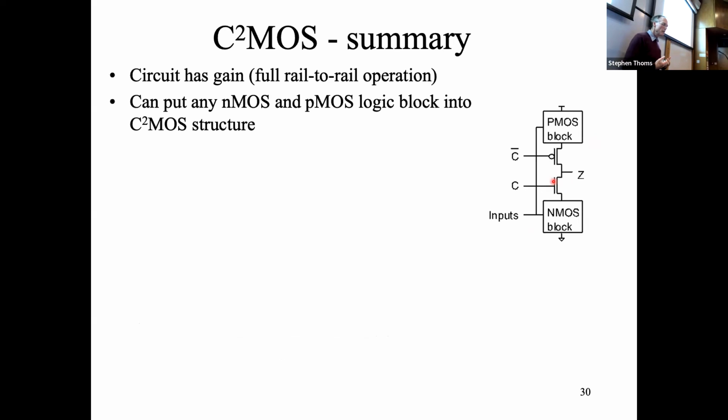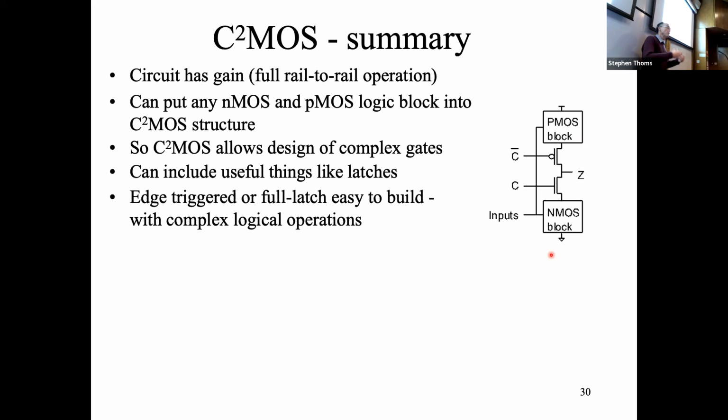Okay, so in summary, the C-squared MOS has the advantages of CMOS. It's full rail-to-rail operation. It's got gain. You can put any NMOS or PMOS block here and here. So it doesn't need to be just an inverter. Okay, you could use it for a NAND gate, NOR gate, or any other gate you wanted to use. You could put the correct blocks here and turn it into C-squared MOS. So you can use it for complex gates. It's useful for making things like latches. And you can make a full latch or an edge-triggered latch by putting half latches together.